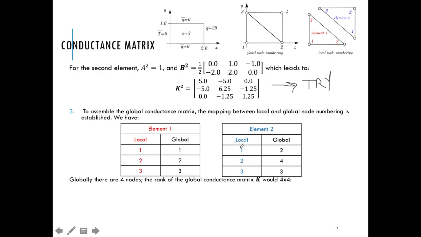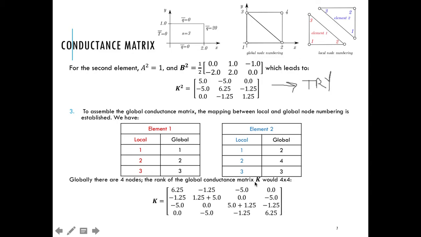The other way of figuring this out is just to look at the global problem and see that only nodes 2 and 3 contribute both to element 1 and element 2. That is why only node 2 and 3 ki jo respective terms hongi, they would have some contribution coming from the local conductance matrix of element 1 and of element 2. So sirf unhi terms mein 2, 3 ke andar kuch na kuch add ho raha hoga.